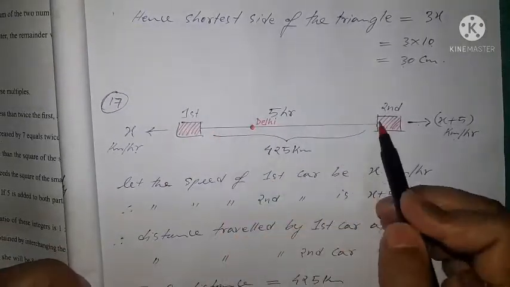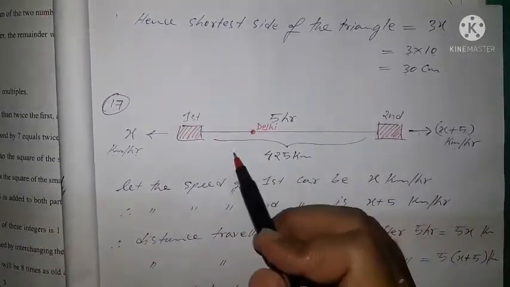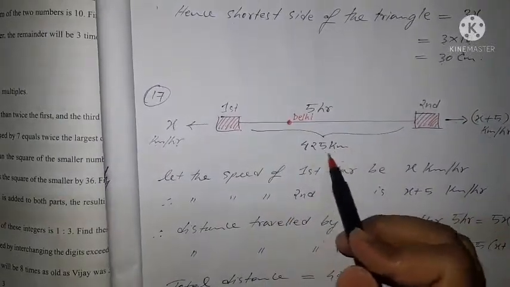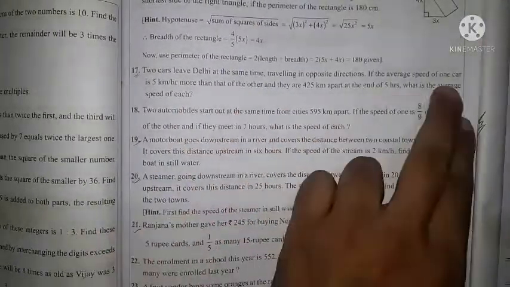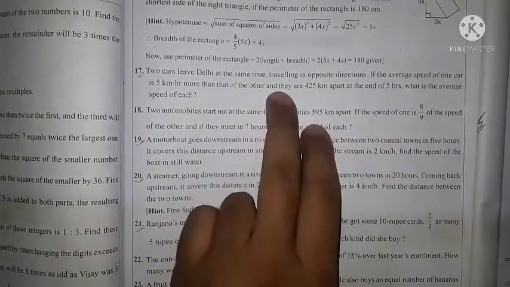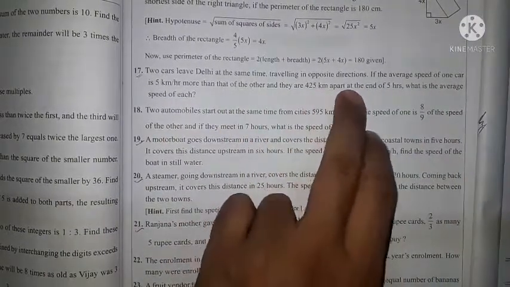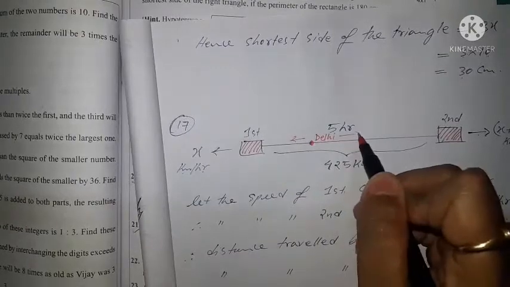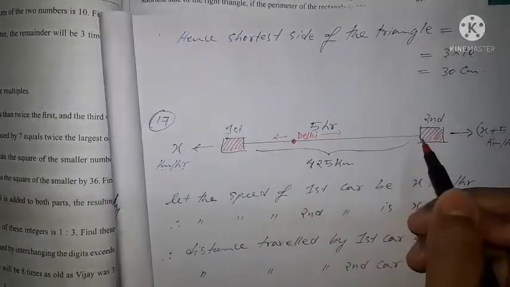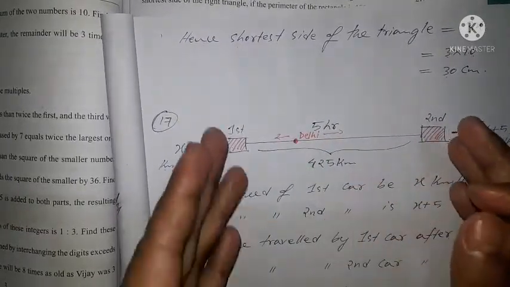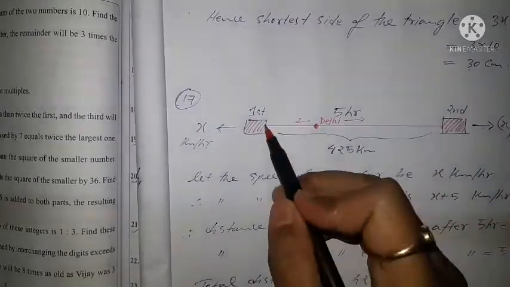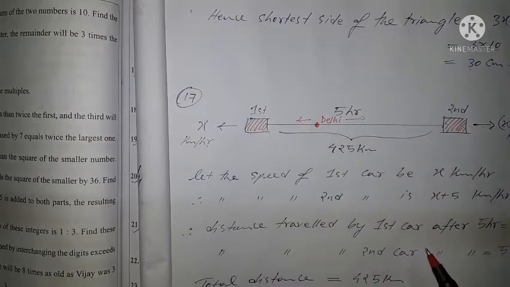So after 5 hours they are apart from each other at a distance of 425 km. So it is given in the question that they are 425 km apart at the end of 5 hours. So after they move, the first car moves in this direction, the second car moves in this direction, and it continues on moving. So after 5 hours they will be 425 km apart from each other. That means the distance between them will be 425 km.